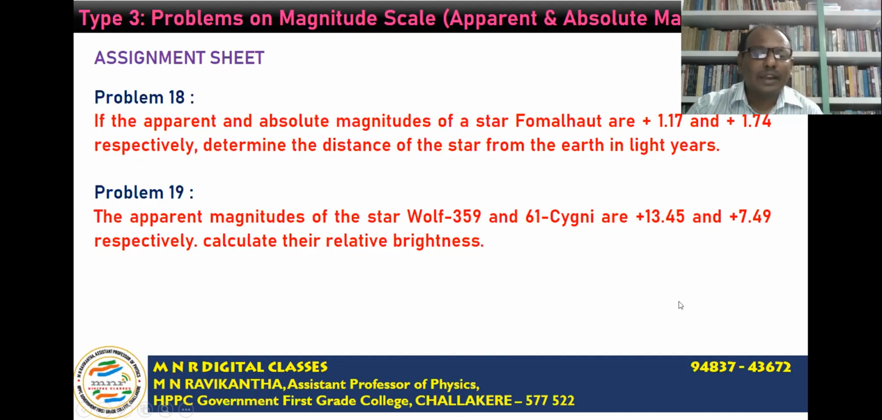Next, problem number 19. The apparent magnitudes of the stars Wolf 359 and 61 Cygni are plus 13.45 and plus 7.49 respectively. Calculate their relative brightness. Again, we worked out many problems based on this method. Apparent magnitudes are given for the two stars. Compare their brightness: M2 minus M1 is equal to 2.5 log of B1 by B2. Use that formula, solve the problem.